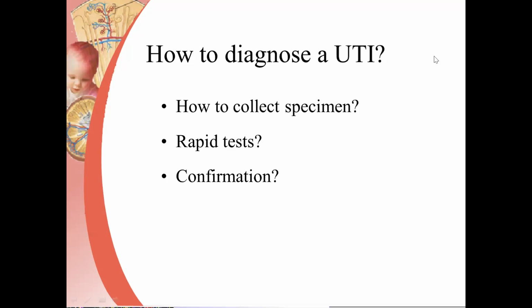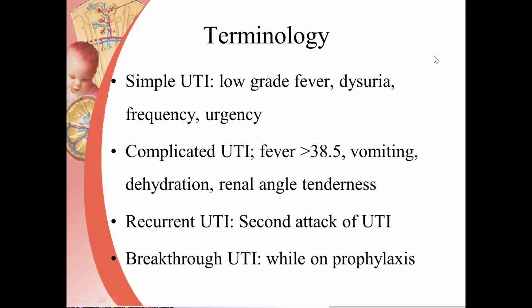Then the collected specimen can be looked at under a microscope, and if you see bacteria, it is a strong suspicion of urinary tract infection. Then if you see a lot of leukocytes, more than 5, particularly in boys, and more than 10 in girls, that is a significant pyuria. That can be a suspicion of a urinary tract infection. You still have to confirm them with the urine culture. Now, coming to the type of urinary tract infection, you can grade them into a simple UTI. A simple UTI means there is a low-grade fever, dysuria, frequency or urgency.